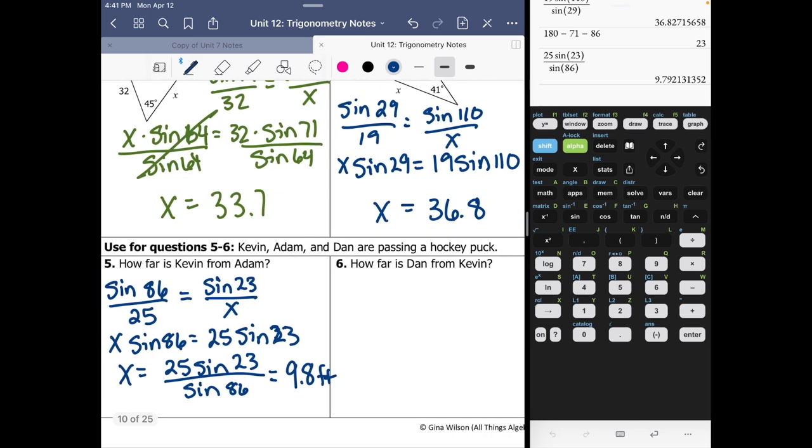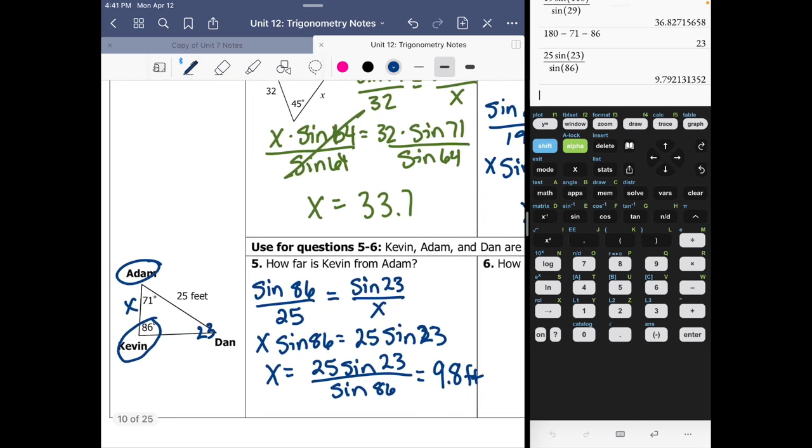Okay, for 6, how far is Dan from Kevin? So now we're talking about, I'm going to change this to a Y. Actually, let's change colors too, just so that it's very clear. So we need to find Y. This time we're going to do 86 and 25 and 71 and Y. So we're going to use what we know for Kevin's angle, this 86 over 25 again. And that's okay. You can use it twice, no big deal.